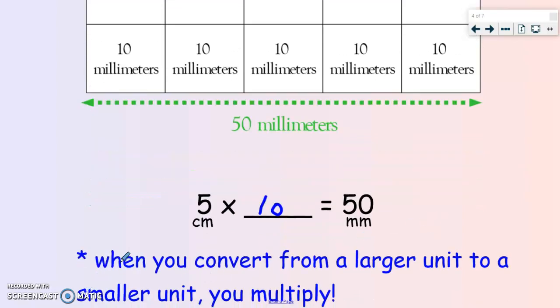So again, just to review, when you convert from a larger unit to a smaller unit, you multiply. And when I say larger unit, I don't mean a larger number, I just mean the unit itself, right? The centimeter is a larger unit than a millimeter. So that's what I mean when I say larger unit. A kilometer is a larger unit than a meter, so again, I would have to multiply.